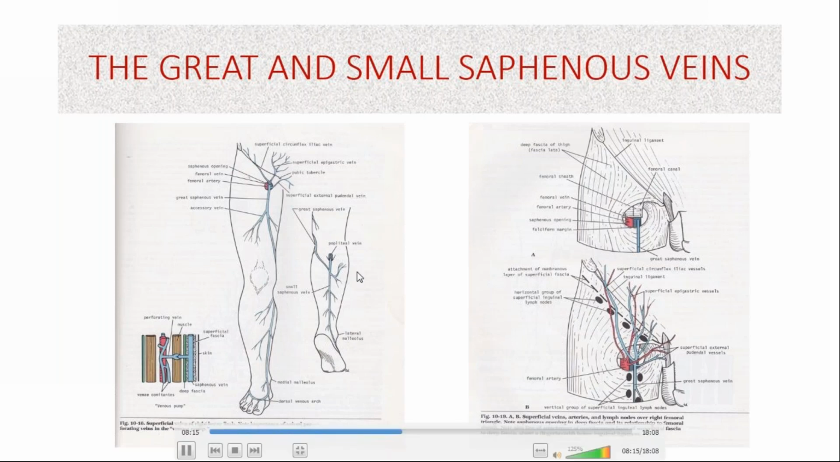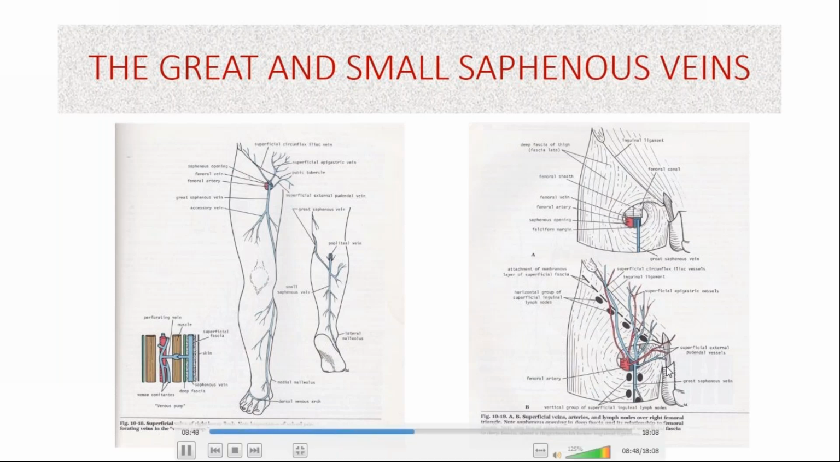Here, the lateral side of the dorsal venous arch continues as the short saphenous vein or small saphenous vein, and this small saphenous vein runs on the posterior lateral aspect of the leg, and then it pierces the deep fascia to become continuous with the great saphenous vein.